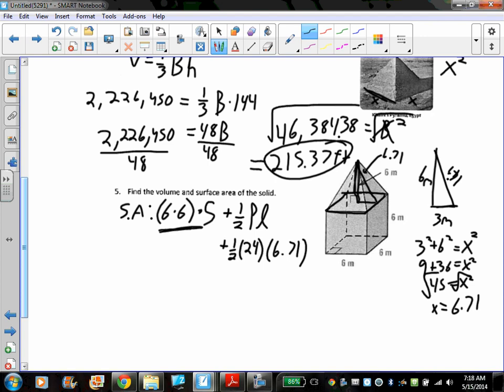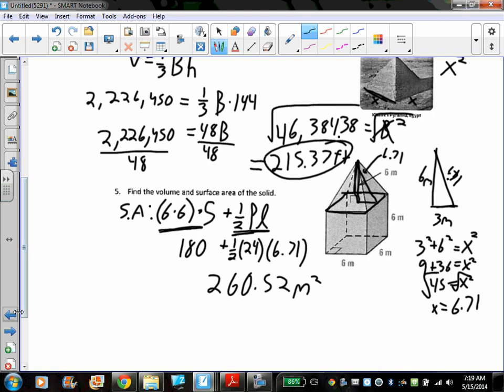So here's the cube. Here's the pyramid. 6 times 6 times 5 is 180. So it's going to be 180 plus what we have over here. So 180 plus 0.5 times 24 times 6.71. And we end up getting about 260.52 meters squared.